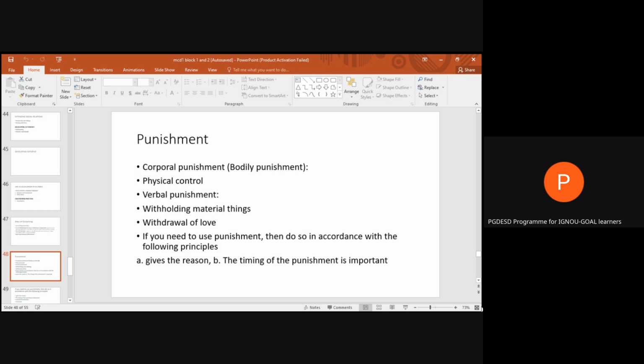Parents who regularly use physical punishment serve as models of aggression. Watching adults use aggression to control situations, the child too begins to behave aggressively.